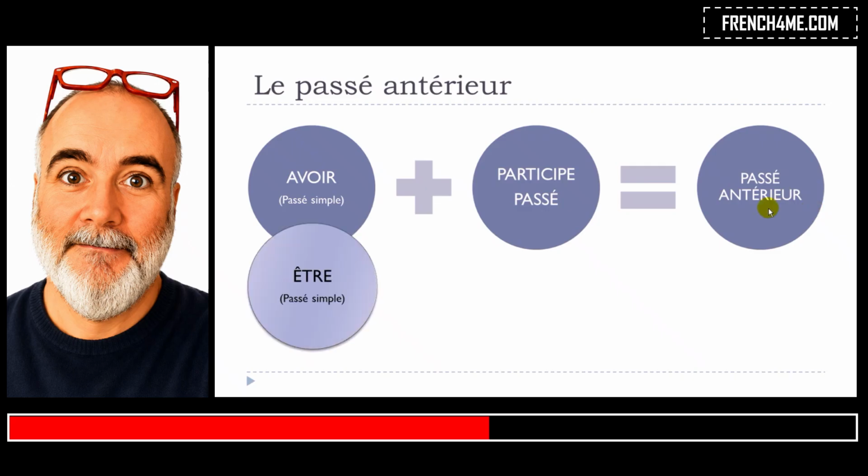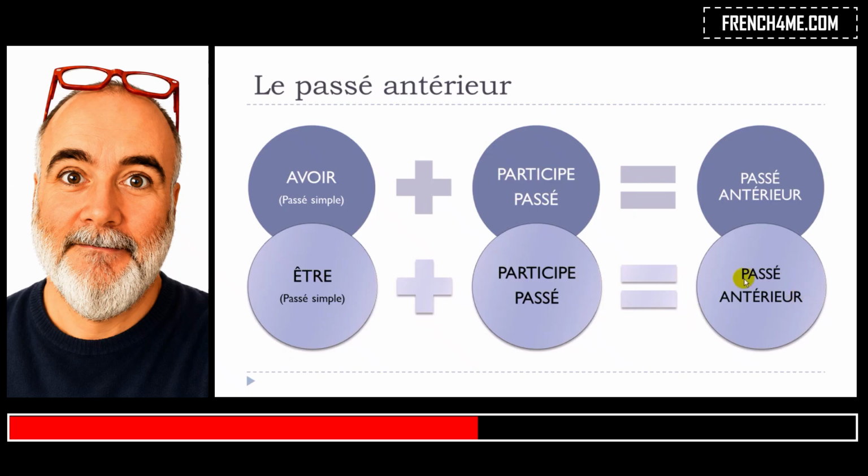Okay, in some cases, remember, we will use être. Same thing here, you get to conjugate être at the passé simple form. Then you will put le participe passé, and it will give you le passé antérieur.